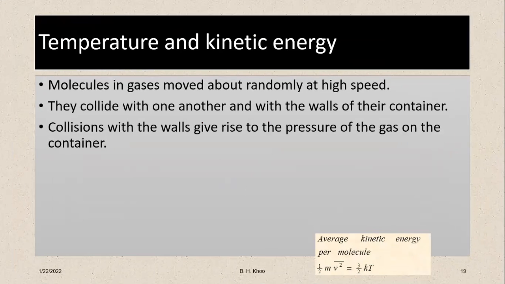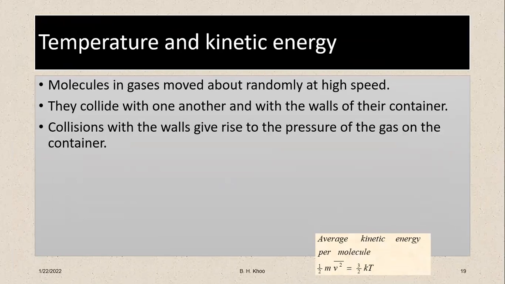Molecules in gases move randomly. They collide with one another. Is this a real gas? They collide with one another. Doesn't matter, real gas or ideal gas also behave the same in this condition. You can think of it as ideal, since we are dealing with ideal gas.